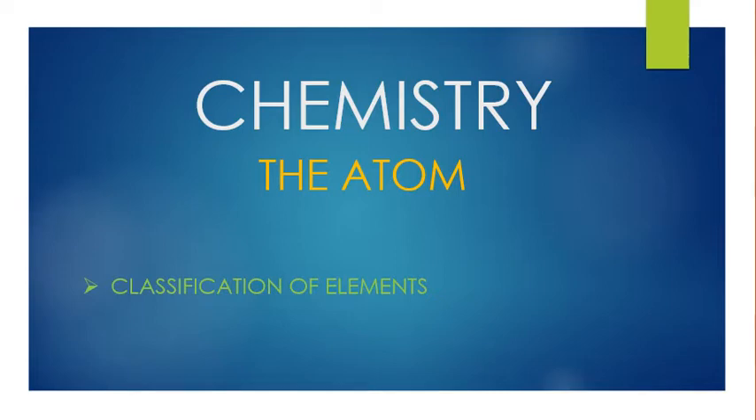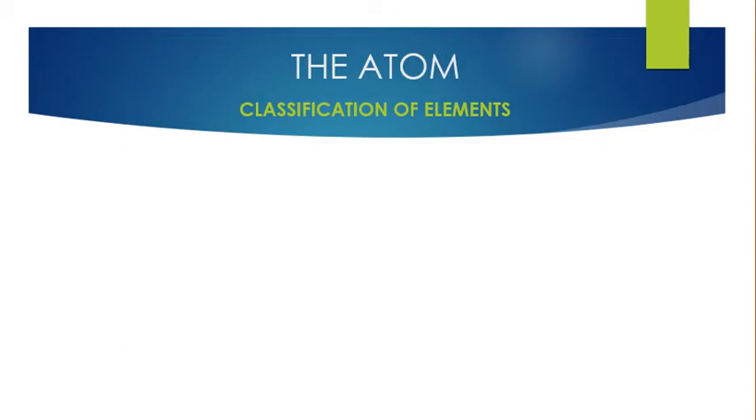Now, in today's lesson we want to know how these elements are classified. The main classification of elements is simply in two, that is the metals and non-metals. So in this lesson we'll be just looking at a brief on metals and non-metals, what they are, what makes them metals, what makes them non-metals, and then we'll look at some examples of what metals are and non-metals are.